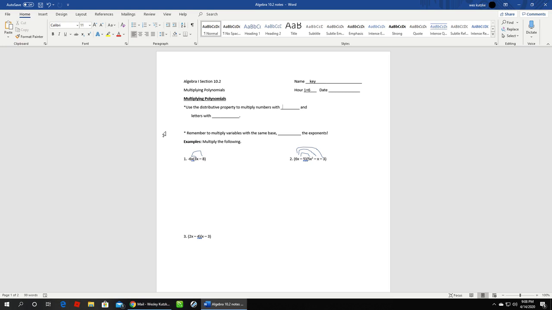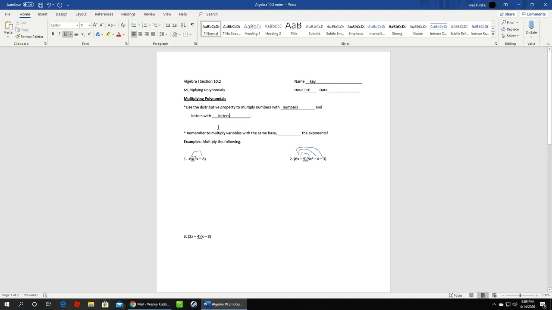But this part should be mainly review. This is part 1. We're just going to talk about the distributive property, as you can see. That's something we already know about, right? So going over it again, use the distributive property to multiply numbers with, well, maybe you'll think about it for a sec while I'm pausing. What do you think you multiply numbers with? Well, you multiply with other numbers normally, right? So you can get a product. And then letters, you're going to combine letters with letters when you multiply.